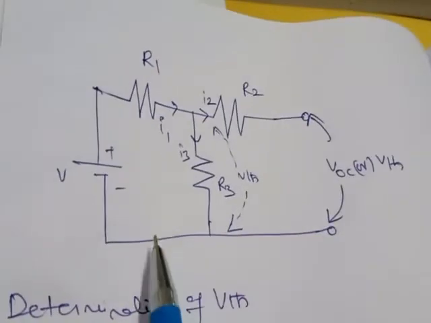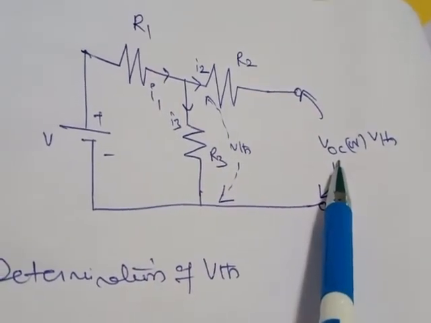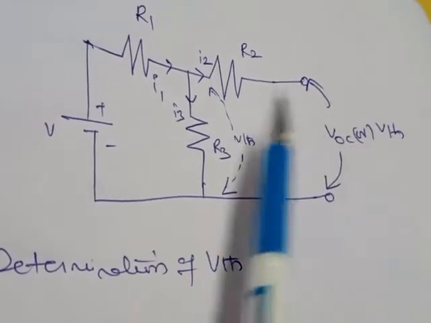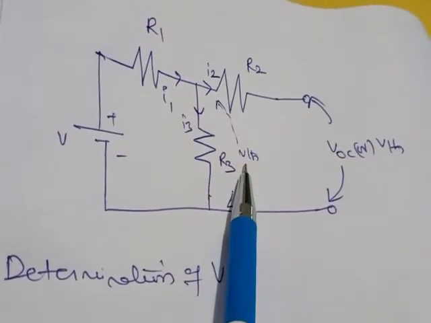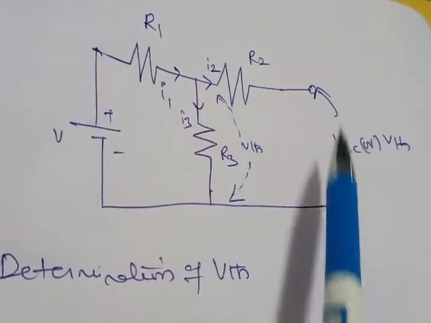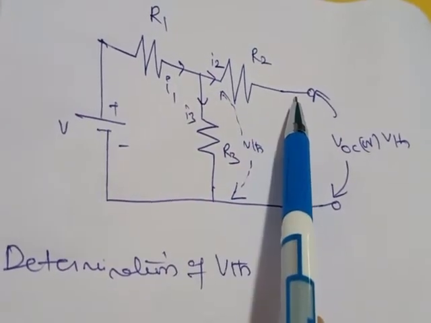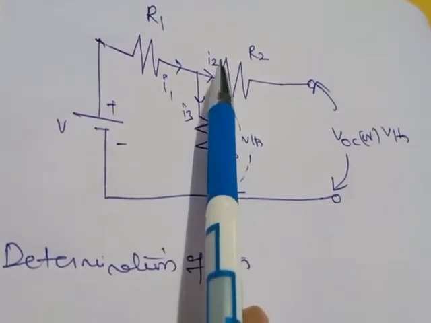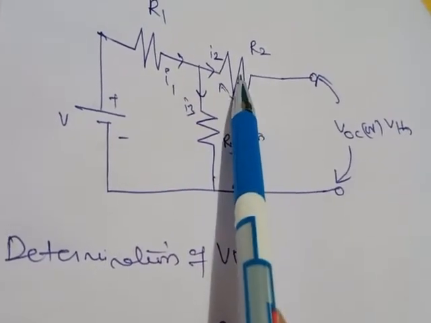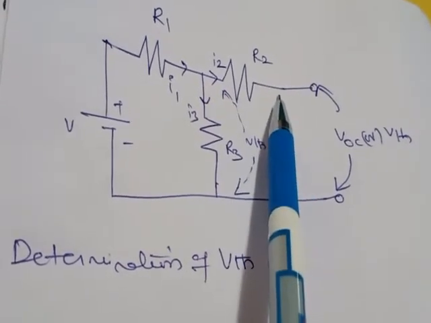From this circuit you can observe that the A and B terminals are open circuited, so the voltage across these two terminals is VOC, the open circuit voltage or VTH. Therefore you can find VTH across this resistor. Since A and B are open circuited, the current flowing in this path will be 0, that is, I2 equals 0. Whenever I2 equals 0, there is no need to consider R2, because there won't be any current flowing through it. Since the current is not flowing, it behaves as an open circuit.